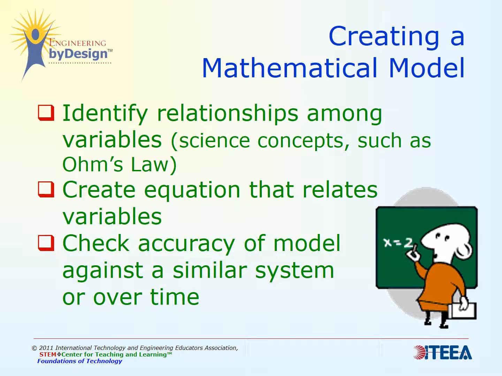Now we're continuing. You need to identify relationships among variables, your science concepts, such as Ohm's law, which we looked at. You want to create equations that relate variables, such as our Ohm's law, V equals IR. You want to check the accuracy of the model against a similar system or over time.